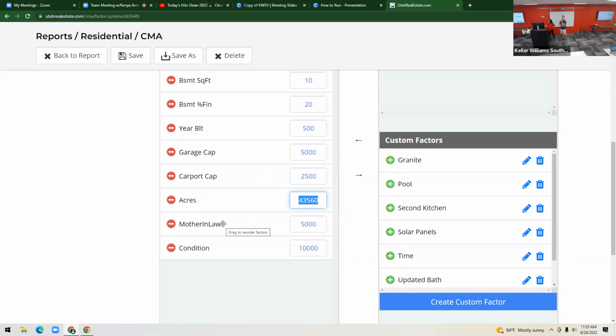Oh, sure. 65,340 for $1.50 per square foot. 65,340 is $1.50 a square foot for acreage.